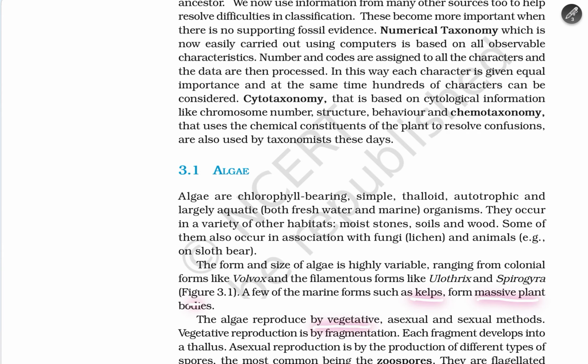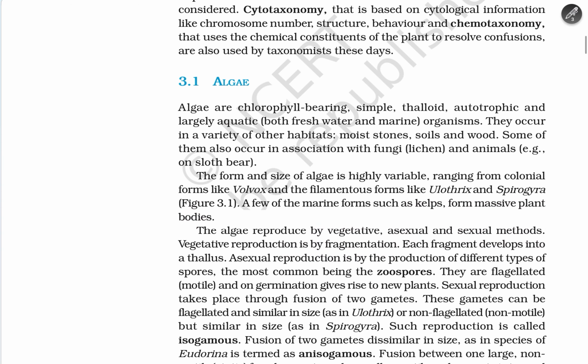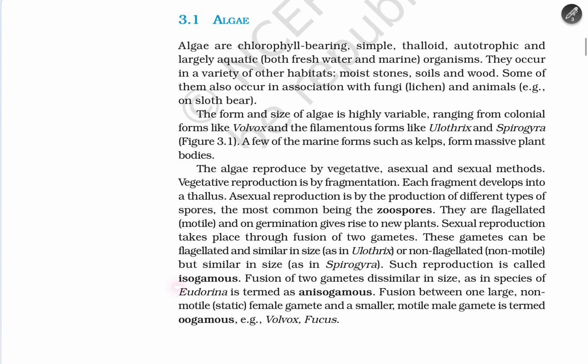Algae reproduce by vegetative, asexual, and sexual methods. Vegetative reproduction is by fragmentation. Each fragment develops into a thallus. Asexual reproduction is by production of different types of spores, the most common being zoospores, which are flagellated, motile, and on germinating give rise to a new plant. Sexual reproduction takes place through fusion of two gametes. These gametes can be flagellated and similar in size, as in Ulothrix, or non-flagellated, non-motile but similar in size, as in Spirogyra. Such reproduction is also called isogamous.